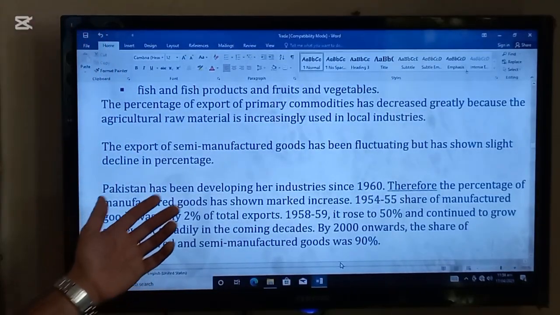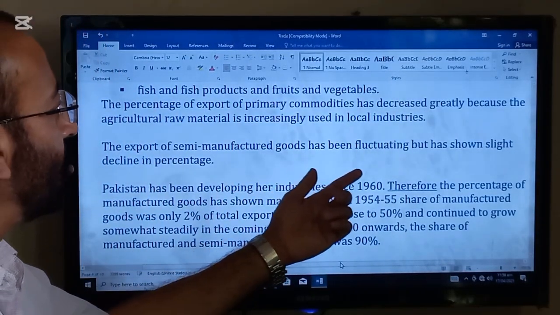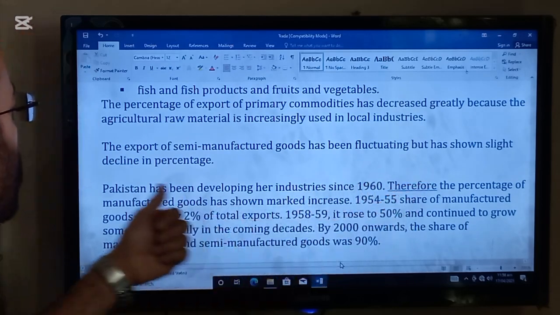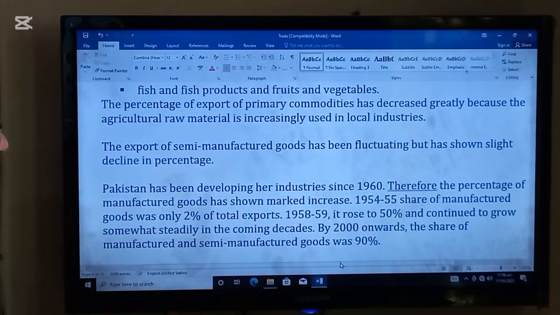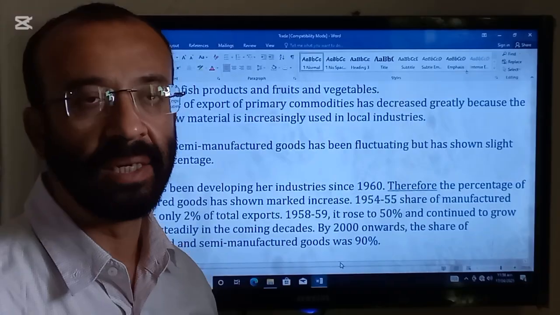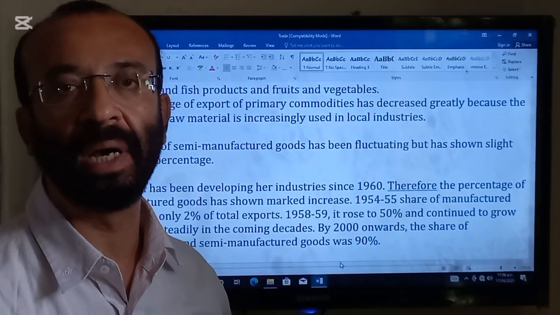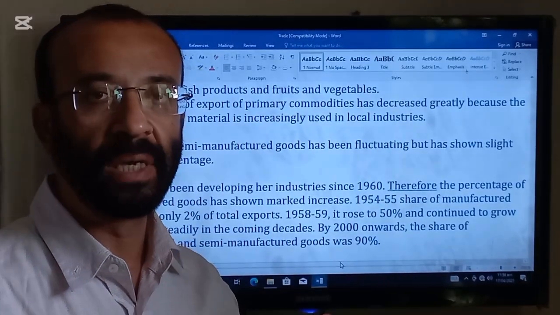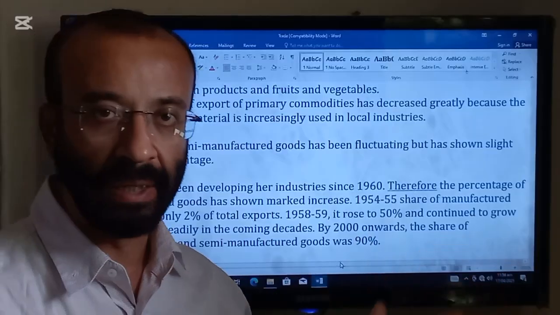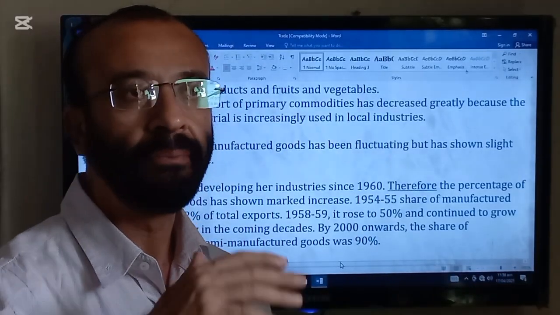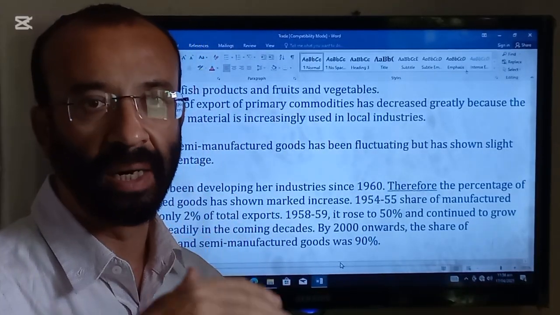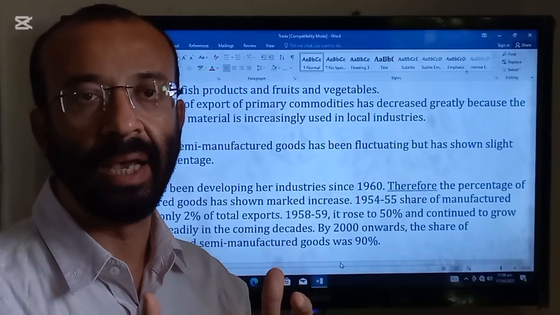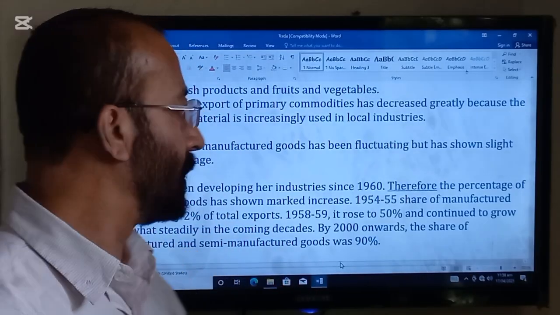The export of semi-manufactured goods has been fluctuating but has shown a slight decline in percentage. And the reason is again the same, industry is developing in Pakistan. So semi-finished products are also used in the local industries now. That's why semi products are declining in our export list.